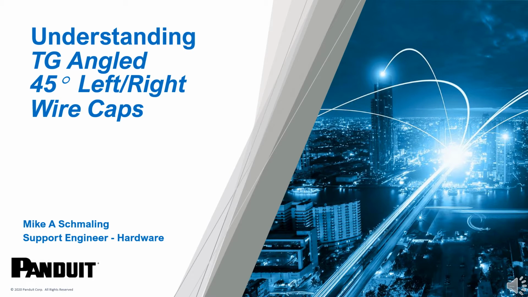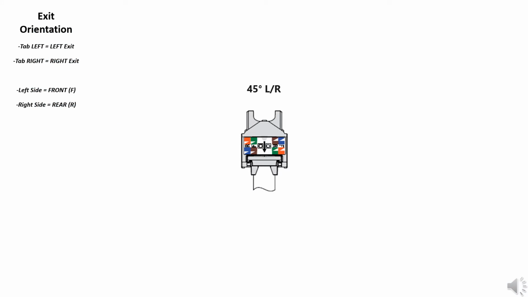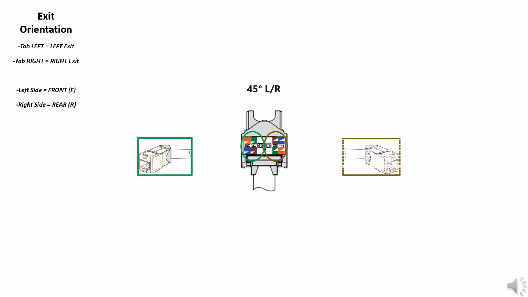Understanding the TG angled 45 degree left right wire caps. Note, please pause this video as needed to reference the graphics. The 8P8C or RJ45 icon is the key to determine the desired exit orientation. For example, tab right equals a right exit and a tab left equals left exit.